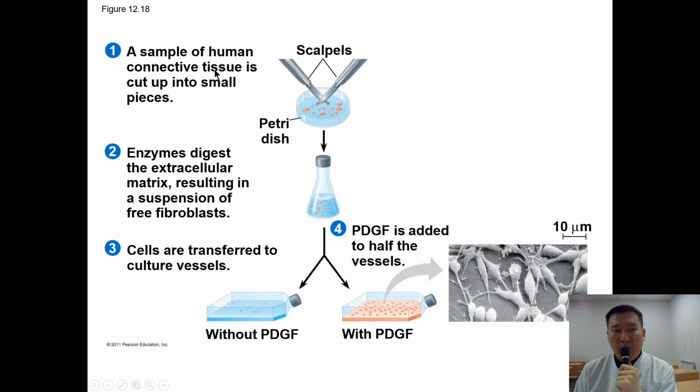First, a sample of human connective tissue is cut up into small pieces by scalpels, in a petri dish of course. Second, enzymes digest the extracellular matrix, resulting in a suspension of free fibroblasts. Third step, cells are transferred to culture vessels. And fourth step, PDGF is added to half the vessels, and this one is without PDGF. So the culture of fibroblasts where PDGF was added starts to divide.